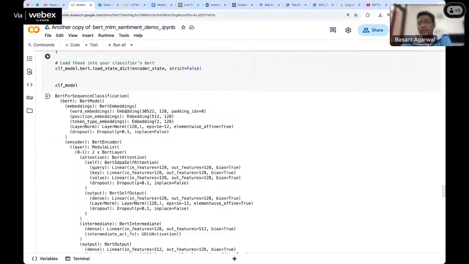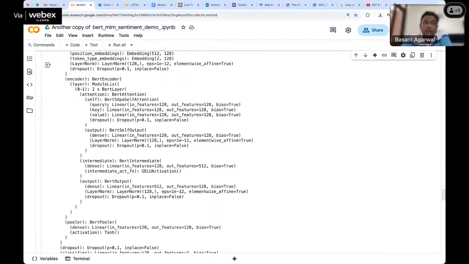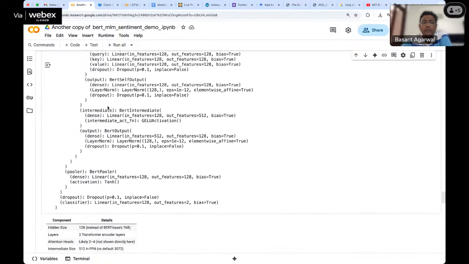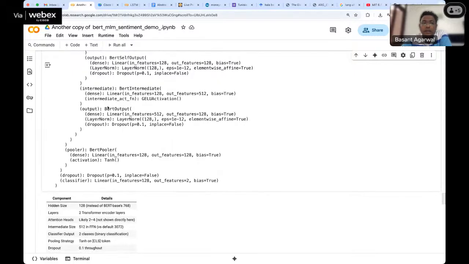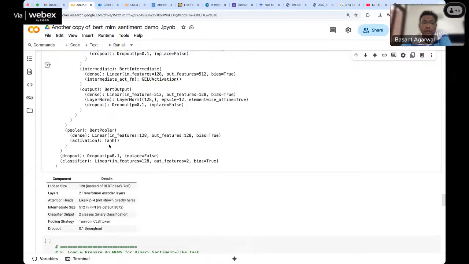In the first layer, we have the embedding layer, in which the vocab size is 30,522 and 128 is the dimension of the embeddings. Then we have two BERT encoders, and then a dropout layer, and an intermediate fully connected layer with 512 units. We have a pooling layer, and then finally a linear classification layer with two output classes.